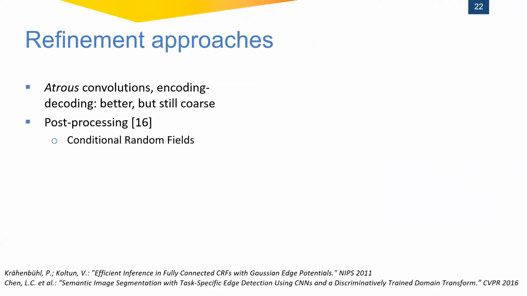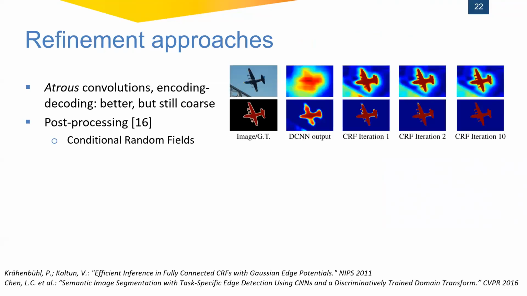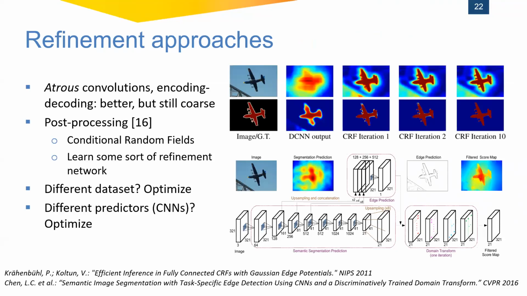They're still fairly coarse. So what people use as well are post-processing strategies like conditional random fields, where you have an iterative process of refining the output that you get from the network, or learning a specific refinement network to do this kind of refinement of your segmentation to attach better to the edges of the object. But both of these methods require optimization for your specific data set and for your specific network that you are using. So they're not very general in that sense. They work well, but they need to keep being tuned for every specific scenario you have.